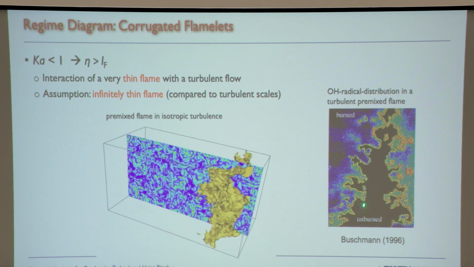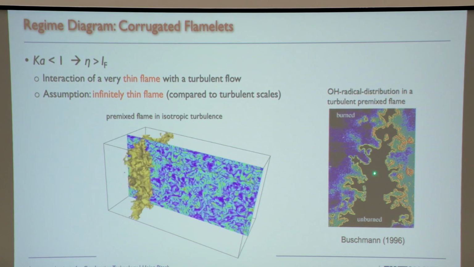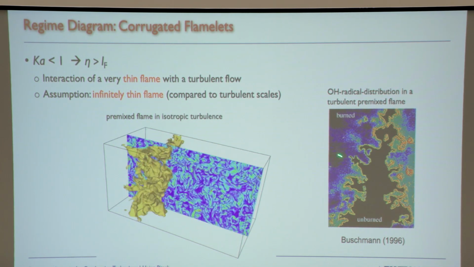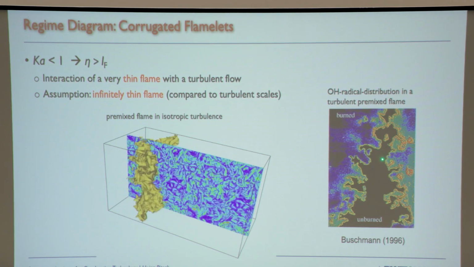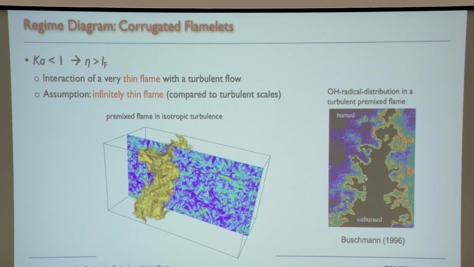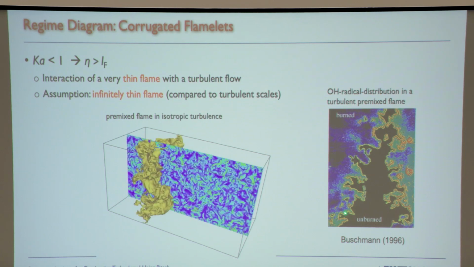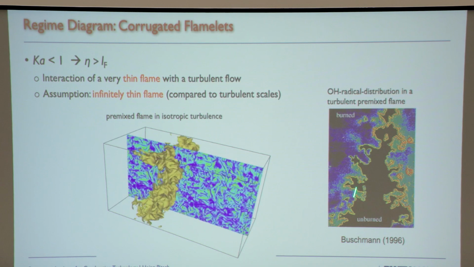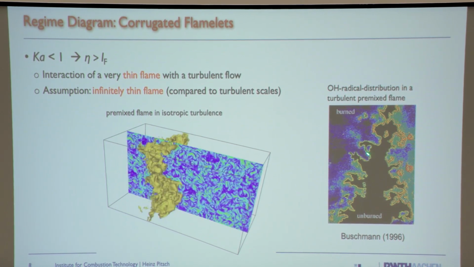So this is OH. You see here you get no OH whatsoever, here you have OH in the equilibrium region, and you see the transition for OH from nothing to very much. It really seems to appear on an infinitely thin front. And so that is a turbulent flame in the corrugated flamelet regime.